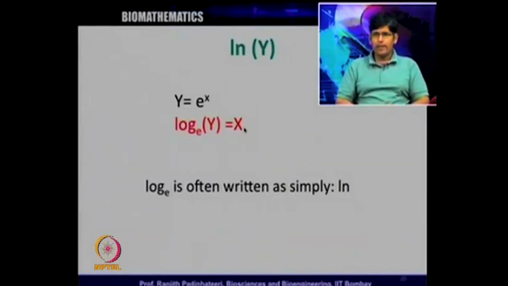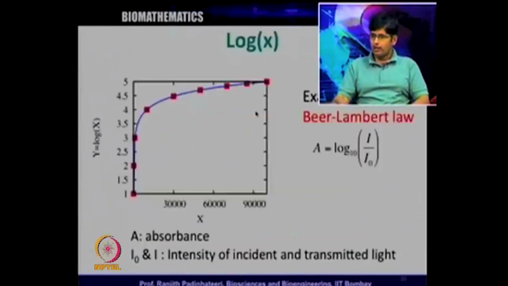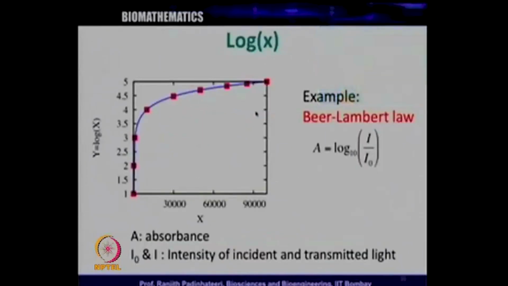Now, if you have many numbers 1, 2, 3, 4, 5, 6, 7, and you want to calculate the log of each of these quantities and plot them, you get a function. That function is called the logarithmic function, and let us see how it looks. What is plotted here is y equal to log x. So, for each x value, you have a corresponding y value here.